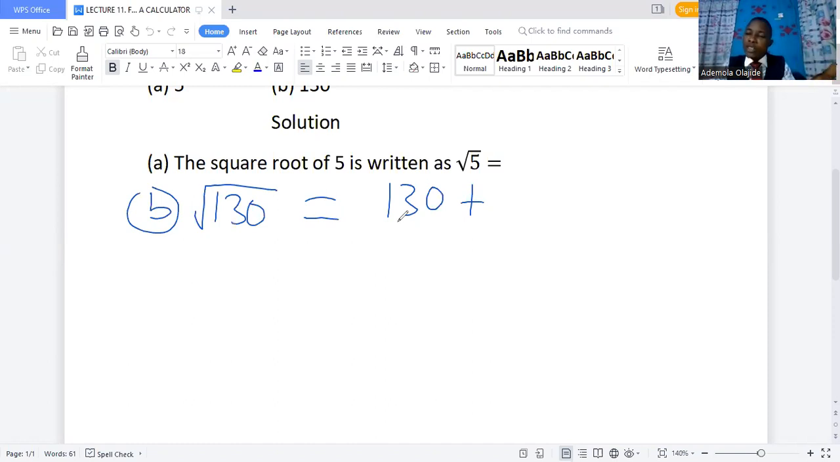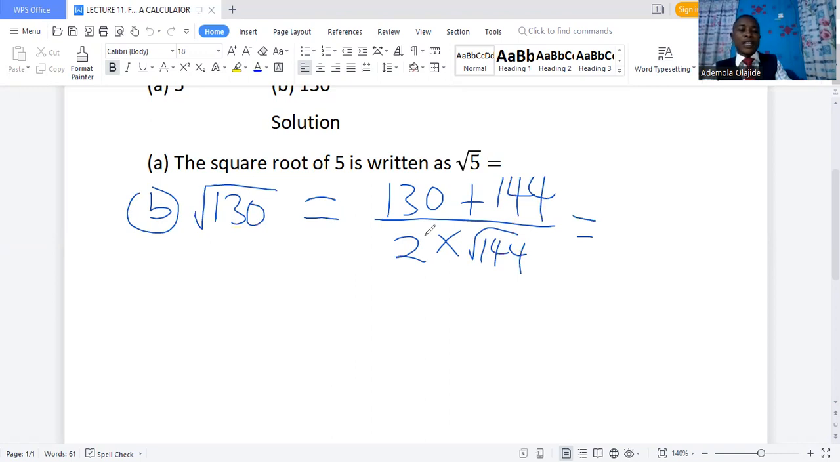That is, the square root of 100 is 10. After 100, the next one is 121, because the square root of 121 is 11, and 121 is still less than this. So after 121, the next one is the square root of 144, which is 12. That means 144 is the next perfect square after 130. So we say 130 plus 144 over 2 times the square root of 144.